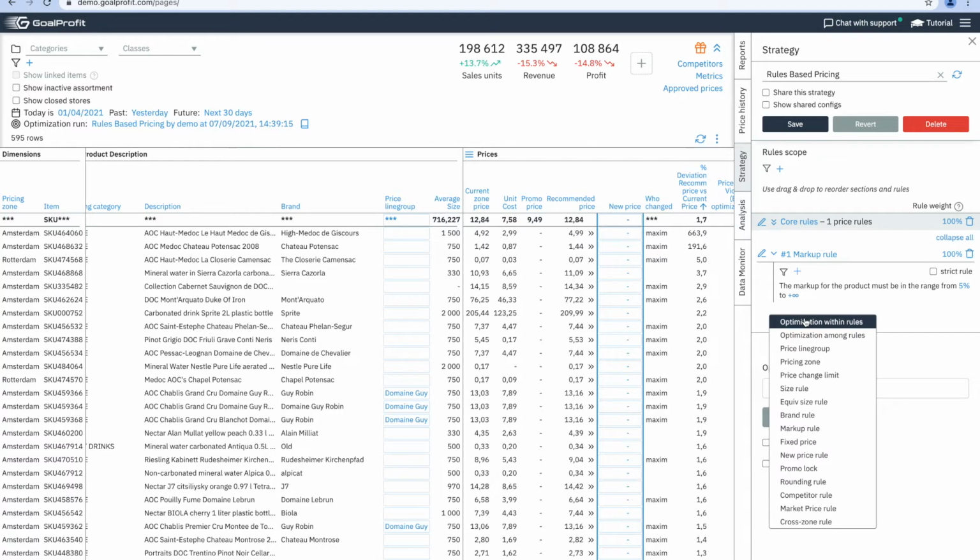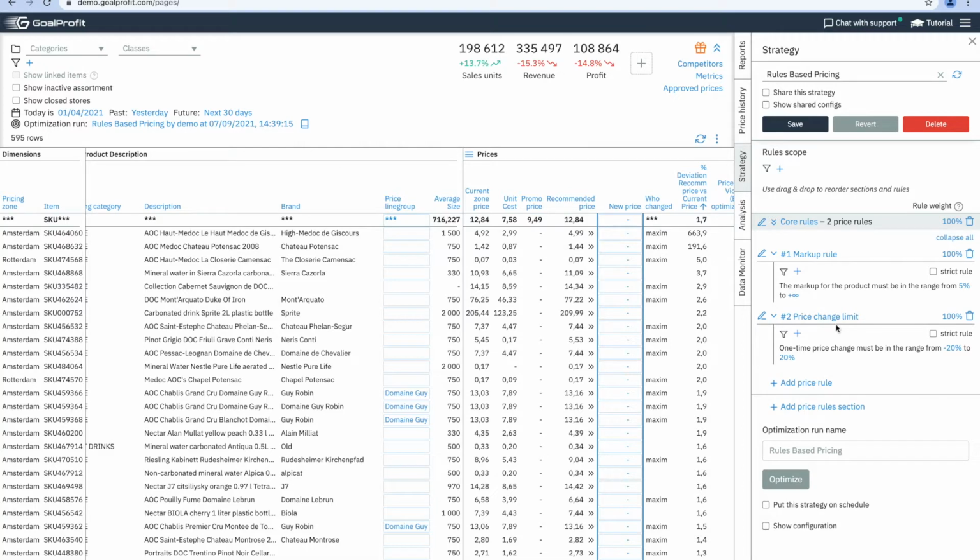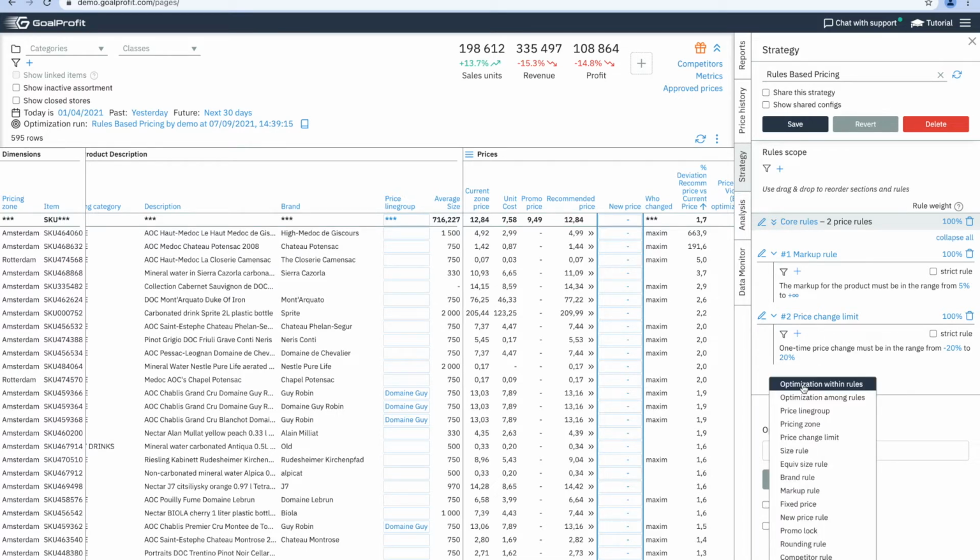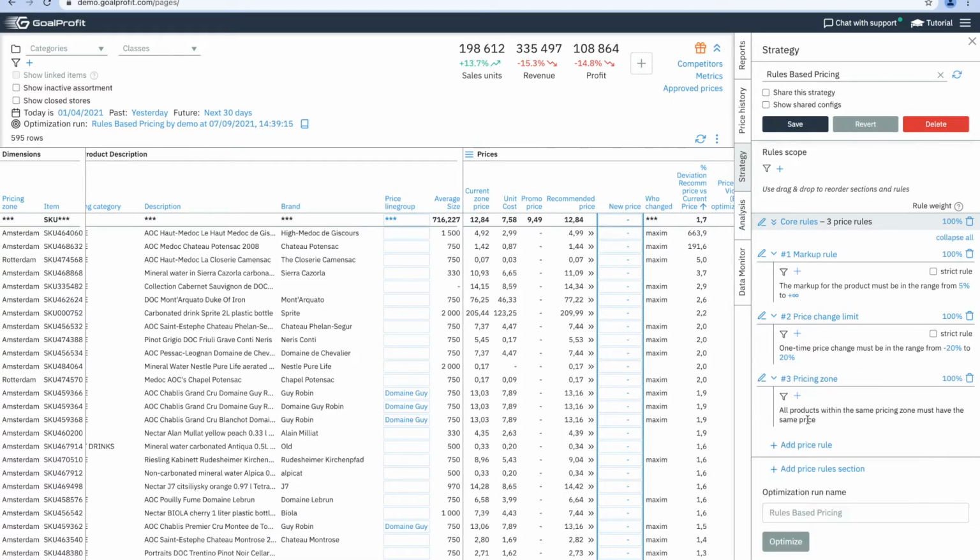The next core rule could be the price change rule. The price change rule says that we don't want to change the price dramatically, more than 20%. So minus 20% or plus 20%, no matter. This is the corridor of price changing we are going to allow. Next one could be pricing zone. We want to keep all prices in the same pricing zone. So all products with the same pricing zone should have the same price.